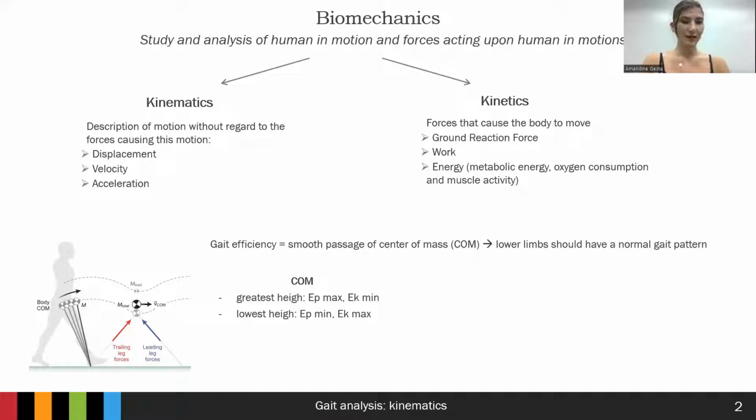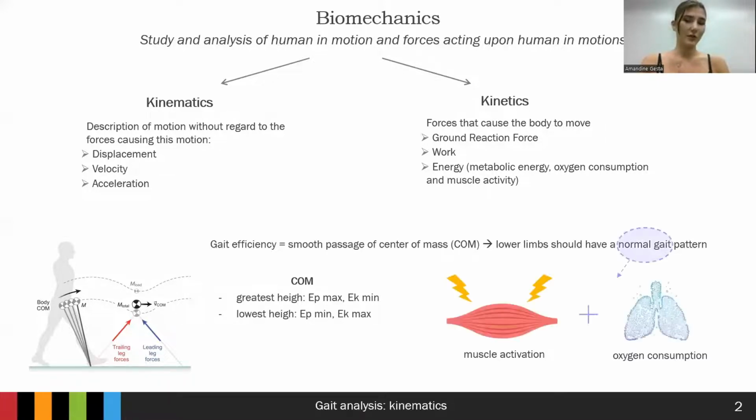As you can see on the left of the slide, the center of mass point is oscillating during walking, and it reaches its greatest height during the single limb support, and the potential energy is maximum and the kinetic energy would be minimum. And then this point is going to reach the lowest height that it could have, and the potential energy would be minimum and the kinetic energy would be max.